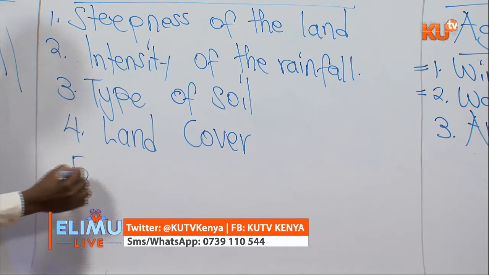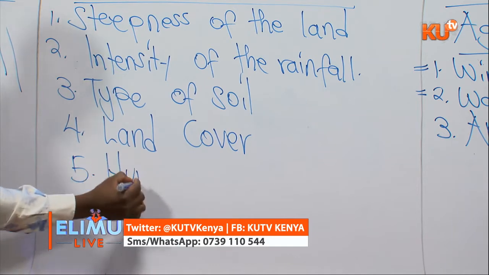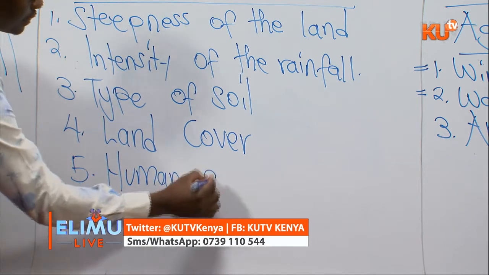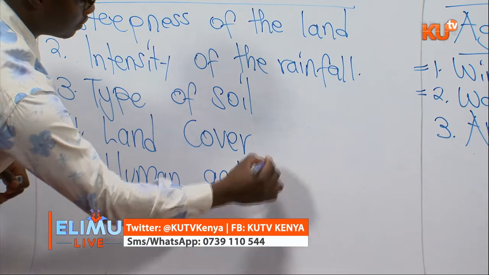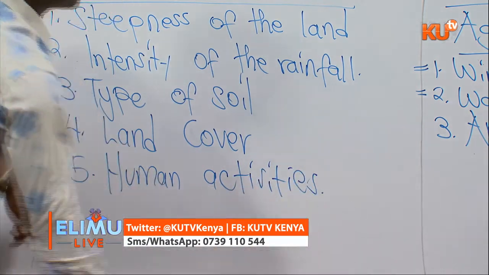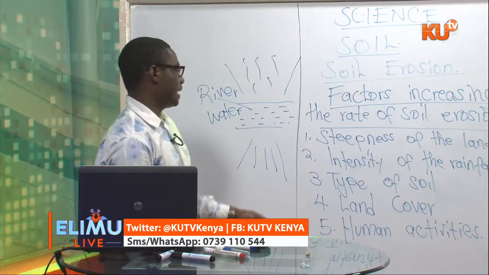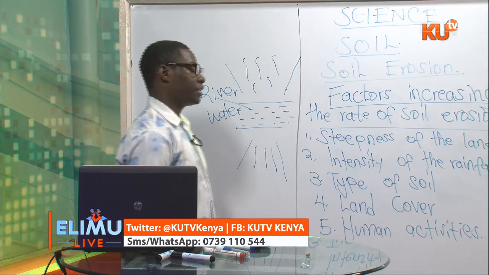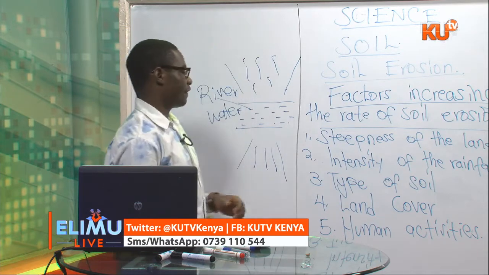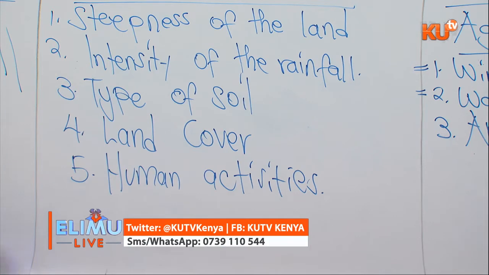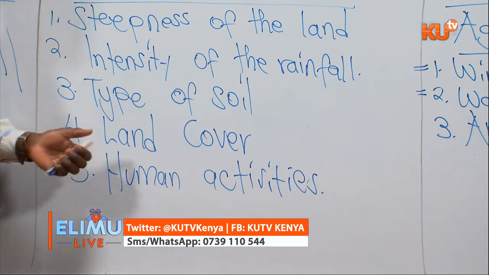Then, number 5, we also have human activities. So these are the 5 main factors that increase the rate of soil erosion. The first one is steepness of the land. The second one is intensity of the rainfall. The third one is the type of soil. The fourth one is the land cover. And the last one is human activities.